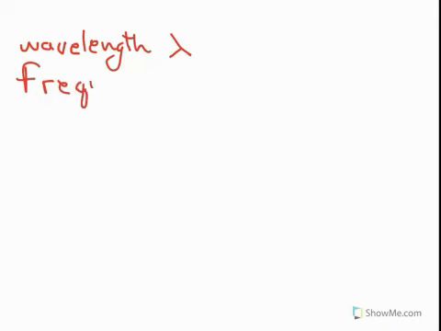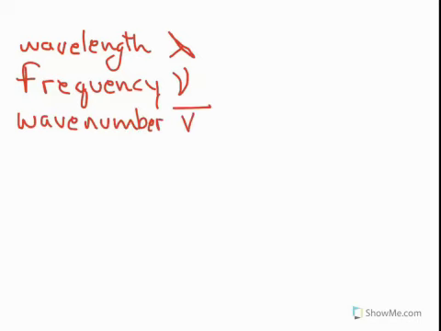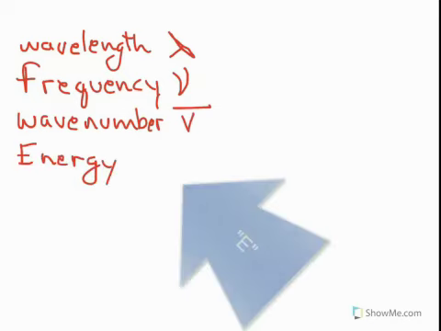So wavelength is given the symbol lambda. Frequency is given the symbol nu, Greek letter nu. Lambda is another Greek letter up here. And wave number is given V bar. And finally, energy is given the symbol E.